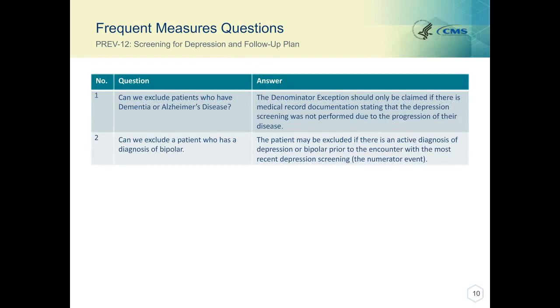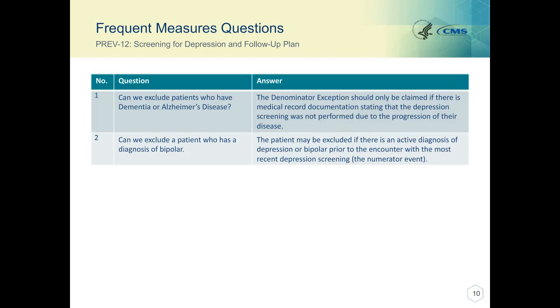These questions are regarding the P12 Screening for Depression and Follow-Up Plan measure. Question 1 is, can we exclude patients who have dementia or Alzheimer's disease? The denominator exception should only be claimed if there is medical record documentation stating that the depression screening was not performed due to the progression of their disease.